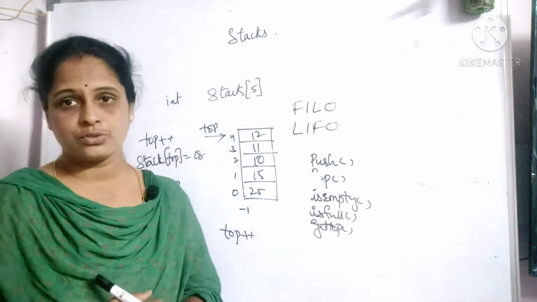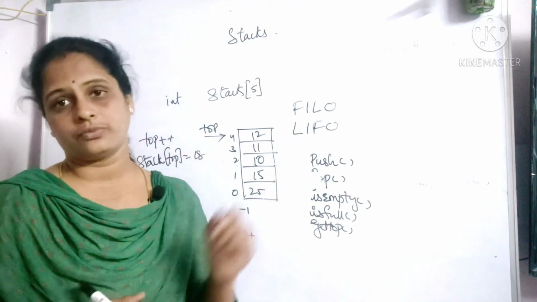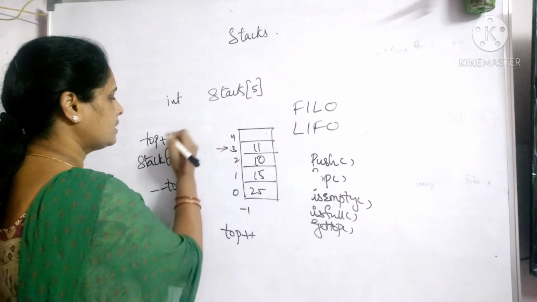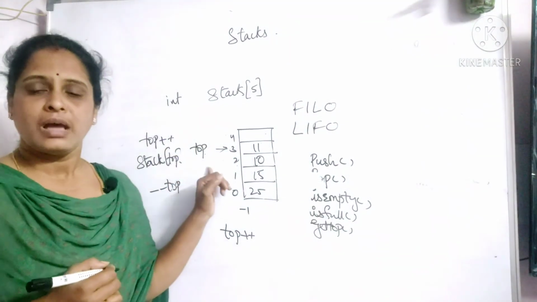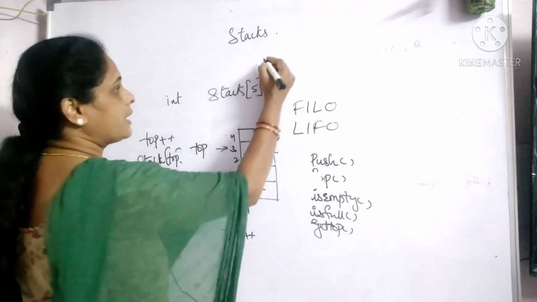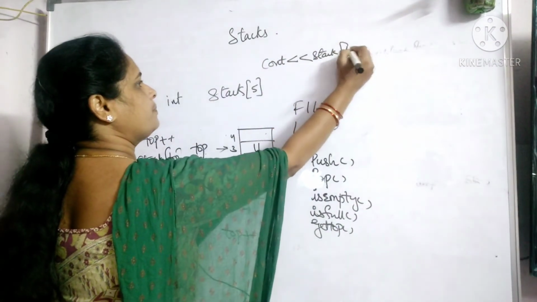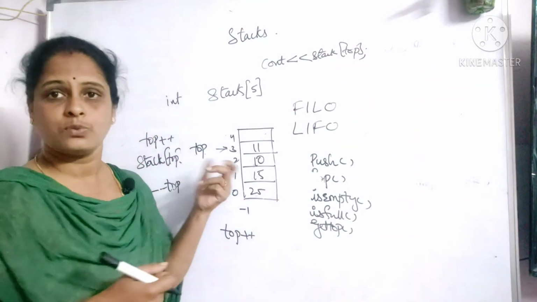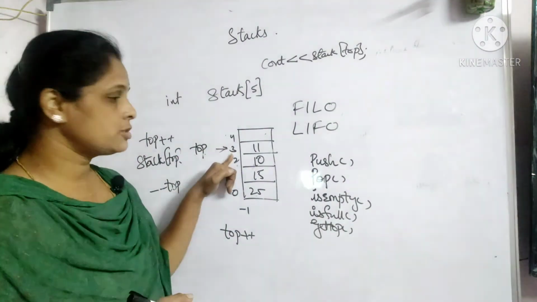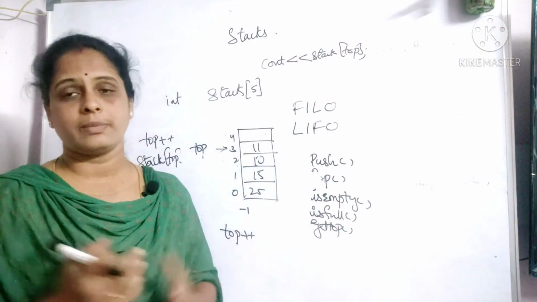Coming to the next one, get top. This operation will give you the topmost element of the stack. For example, the top is here. Now, I wanted to know what is the element at the top. How do I get that? I simply give cout stack of top. That's it. Stack is nothing but the name of this block, right? And top, what is the position of top? 3. So stack of 3 is nothing but 11. In that way, I can get the topmost element of the stack, right?